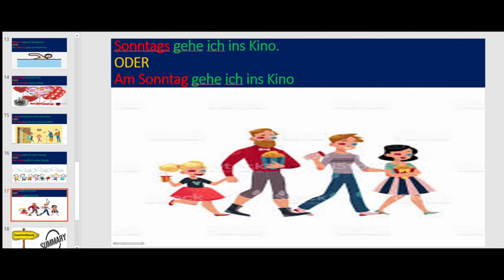Sonntags gehe ich ins Kino. On Sundays. Try to understand. On Sundays, I go to the cinema every Sunday of the week. That means 4 days a month I go to the cinema. Am Sonntag gehe ich ins Kino. When are you going to the cinema? On Sunday. Not every Sunday. I suppose the things are now clear.